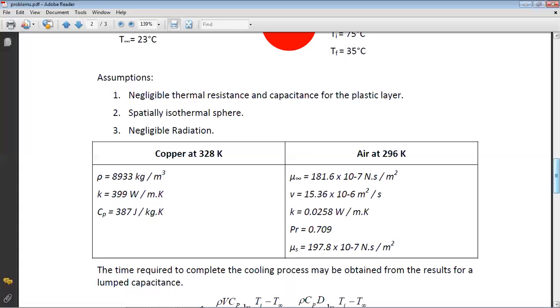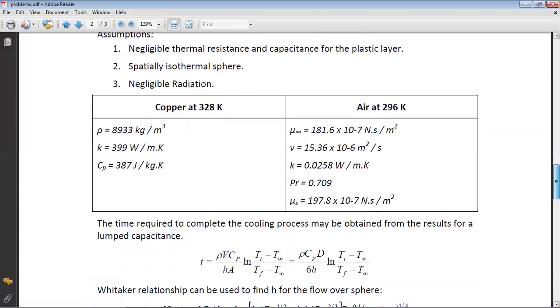Now, in order to solve, we will use the equation: the temperature distribution is equal to e to the power minus hA upon rho CV into t, which we have discussed earlier. The temperature distribution is (T minus T infinity) upon (Ti minus T infinity).